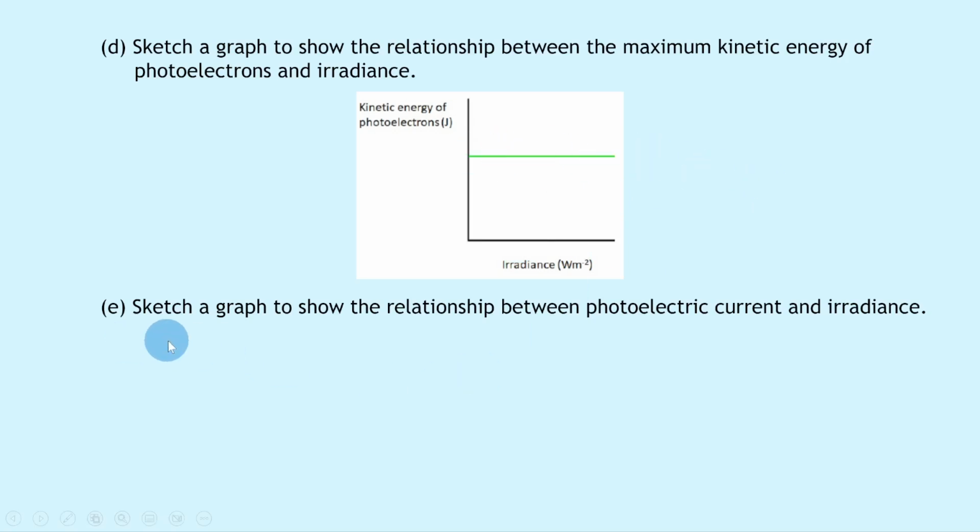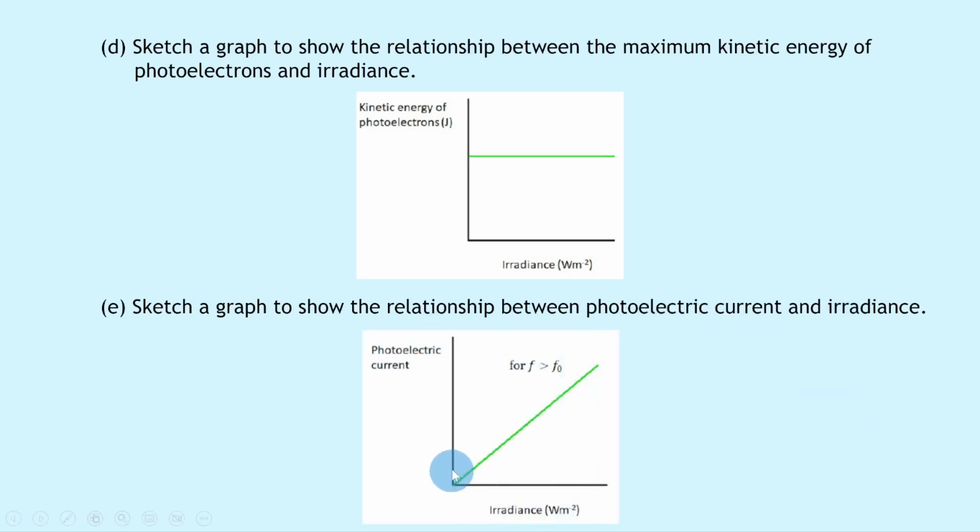And lastly, part E says to sketch a graph to show the relationship between photoelectric current and irradiance. Well, we've just said that photoelectric current will increase as irradiance is increased, so we need to show this directly proportional relationship. So your graph should look something like this. So if you plot photoelectric current on the y-axis against irradiance on the x-axis, for frequencies greater than the threshold frequency f0, you should show a line going straight through the origin.